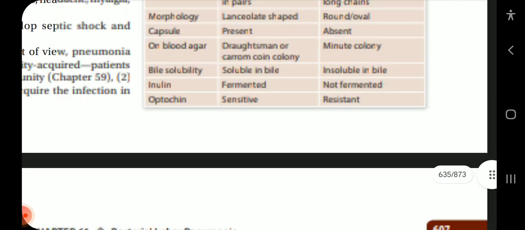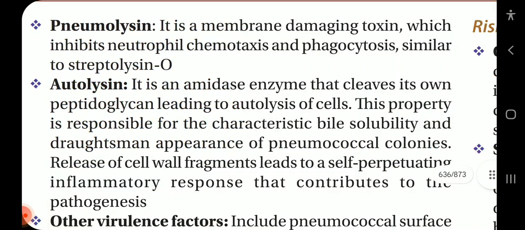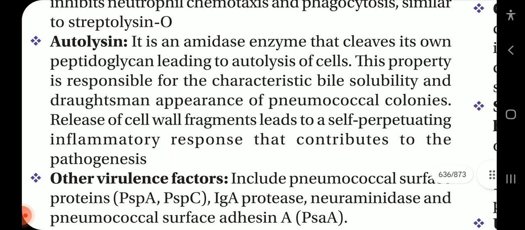And optochin: Streptococcus pneumoniae is sensitive to this while viridans streptococci is resistant. Now coming on to pneumolysin, it is a membrane damaging toxin which inhibits neutrophil chemotaxis and phagocytosis, similar to streptolysin O. Autolysin is an amidase enzyme that cleaves its own peptidoglycan, leading to autolysis of cells. This property is responsible for the characteristic bile solubility and draughtsman appearance of pneumococcal colonies. Release of cell wall fragments leads to a self-perpetuating inflammatory response that contributes to pathogenesis.